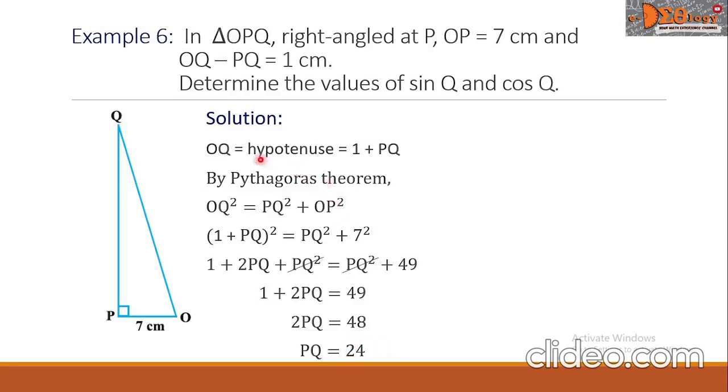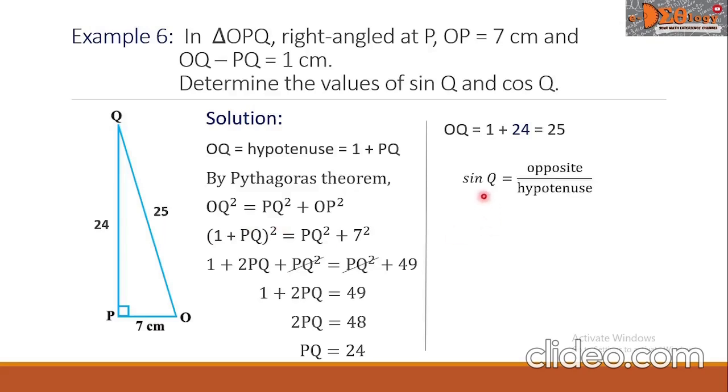Now for the OQ, that is the hypotenuse, that is 1 plus PQ. We substitute the value of PQ as 24. We will get the value of OQ. So that is OQ equals 1 plus 24, which is 25. And we can write it here also.